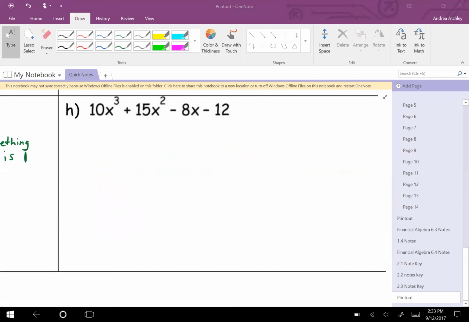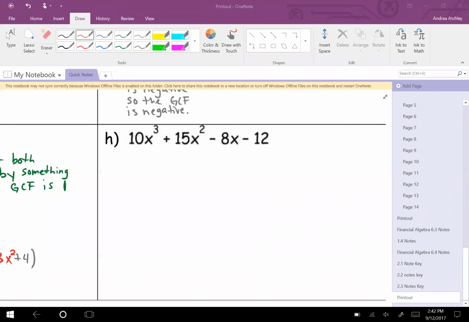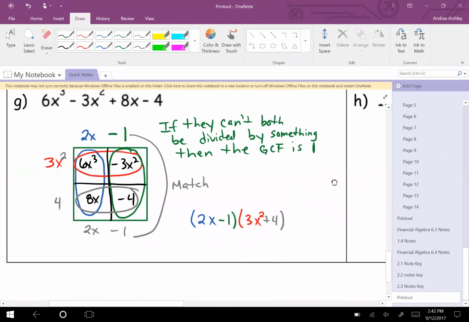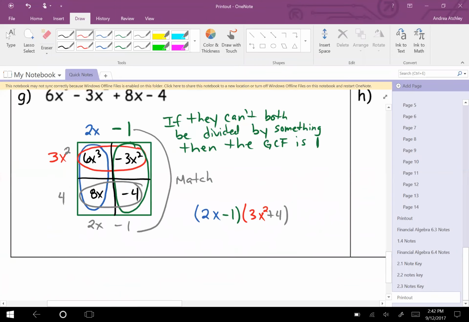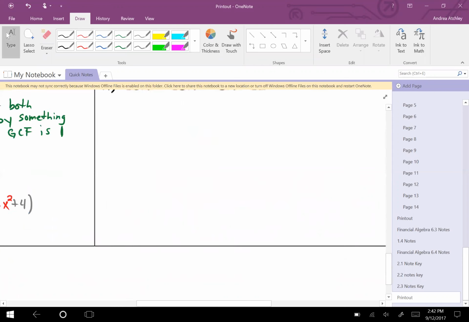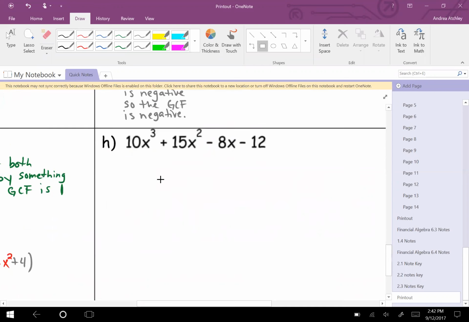Okay, so let's just make sure over here, I had the mistake that you guys should have fixed. The 6x cubed and the negative 3x squared, the GCF should have been 3x to the second because the smallest exponent was 2. So then this would be my factors. Back over here, we had some mistakes. So we need to make sure we fix our mistakes. If you haven't already, just check your work.